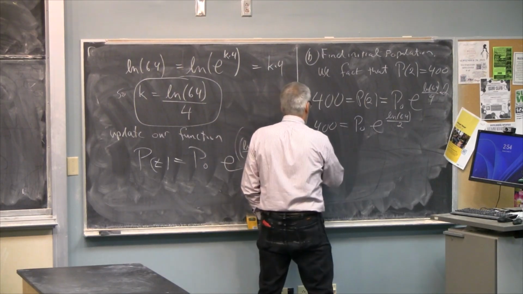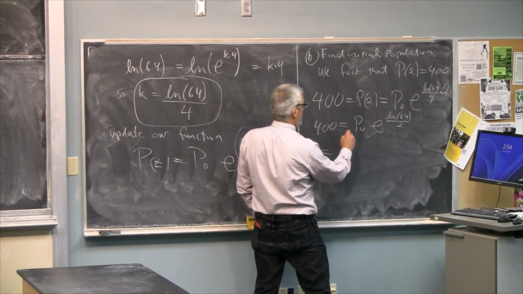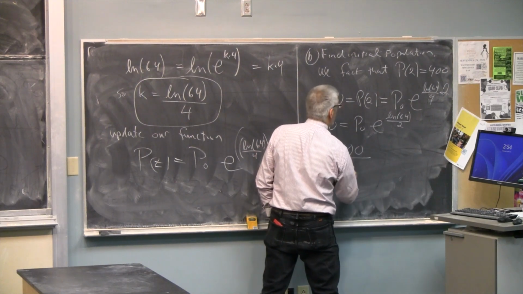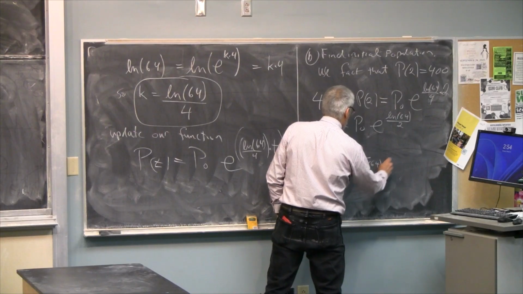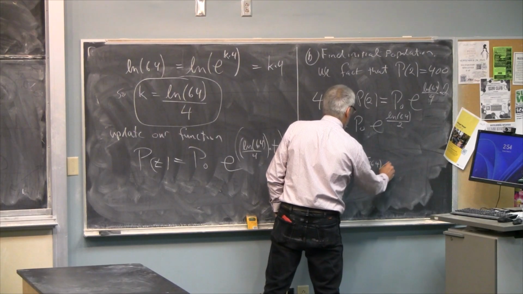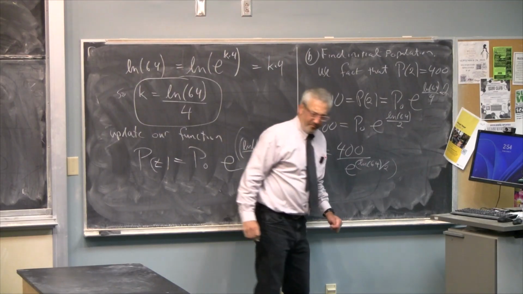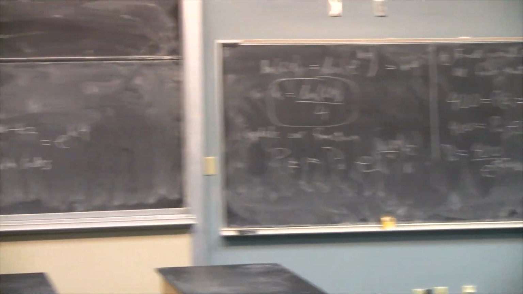So p0 equals 400 divided by e to the ln of 64 over 2. Now, this can be simplified.